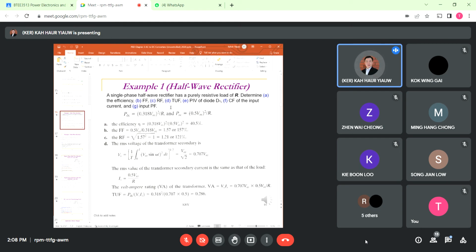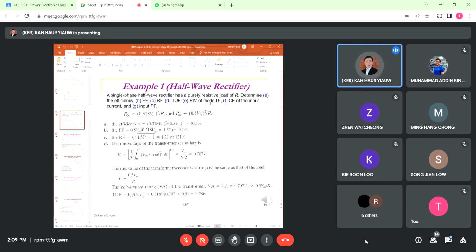Example 1 here is actually based on the half-wave rectifier. Okay, single phase half-wave rectifier with resistive load, purely resistive load only. And you want to find those performance parameters like the efficiency, form factor, ripple factor, transformer utilization factor, PIV of the diode. PIV is peak inverse voltage of the diode.